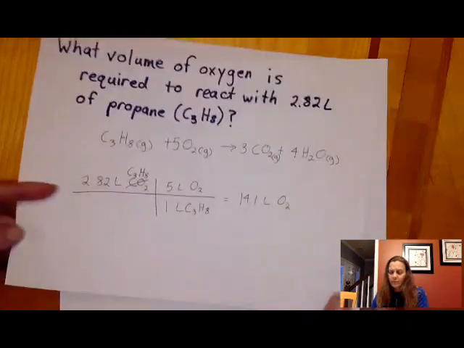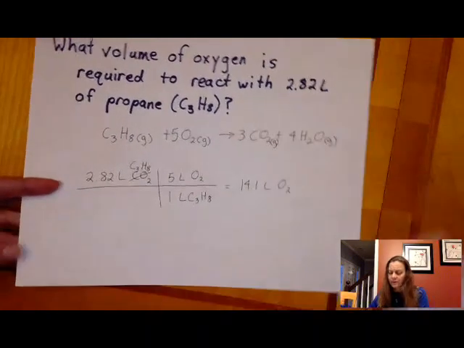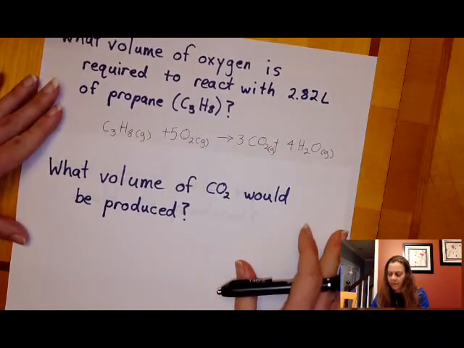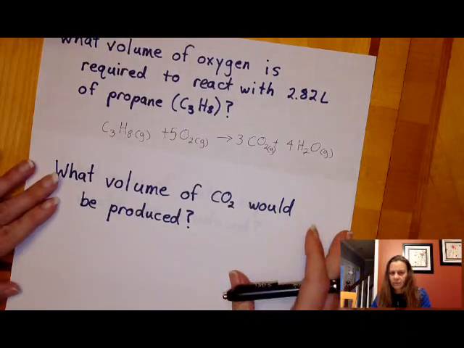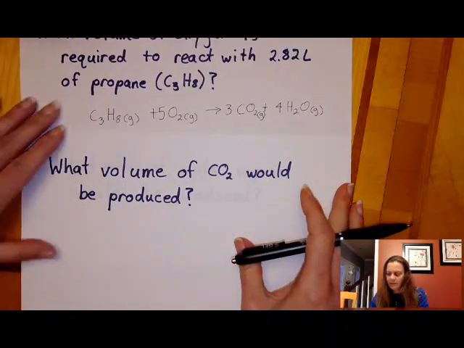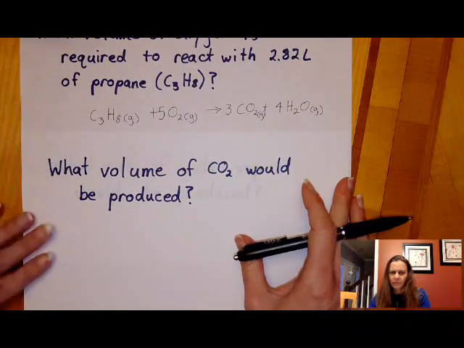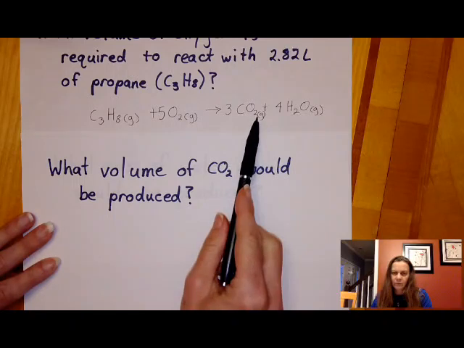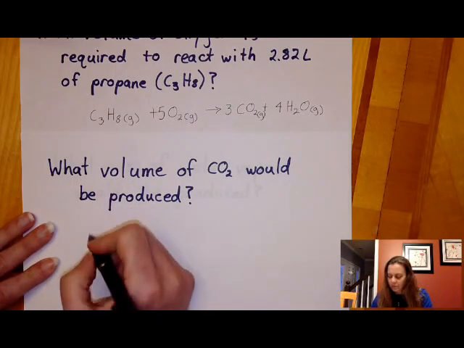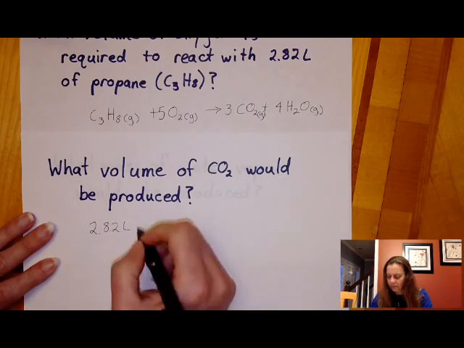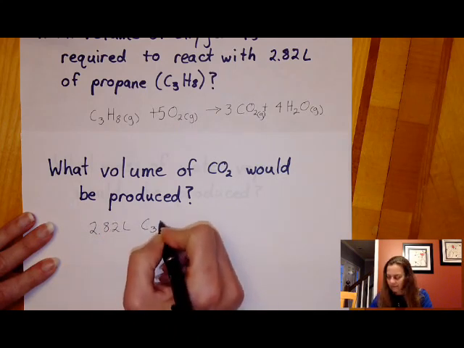Let's do just a couple more. So staying with this same reaction of propane with oxygen, it asks us what volume of carbon dioxide would be produced. And so I'm going to keep that balanced chemical equation there, and it asks me for the volume of carbon dioxide, which is one of my products. So I'm starting with that same 2.82 liters of propane. I'll write that correctly this time.